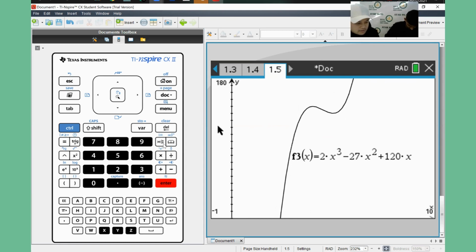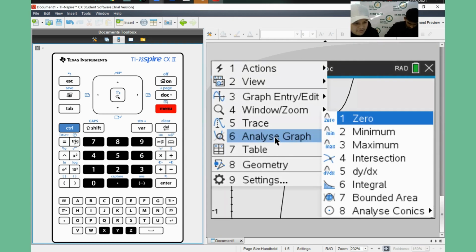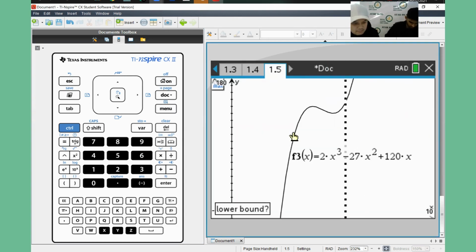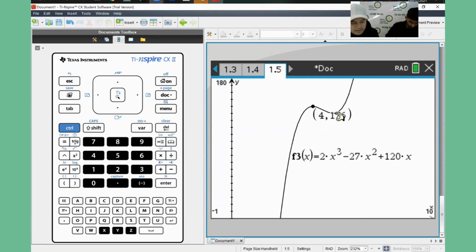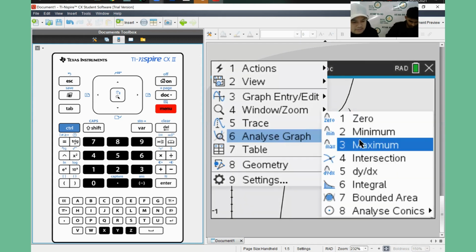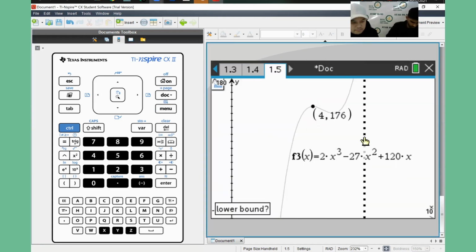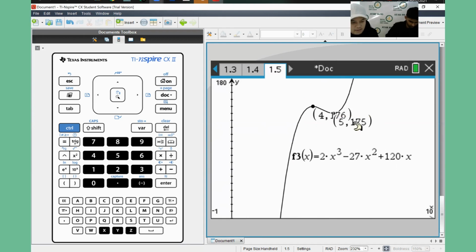Then what I do is this maximum. So menu, graph analyze, maximum, left bound, lower bound, this, and then menu, analyze, minimum, left bound, lower bound. I got this. So which means it's just one variable.